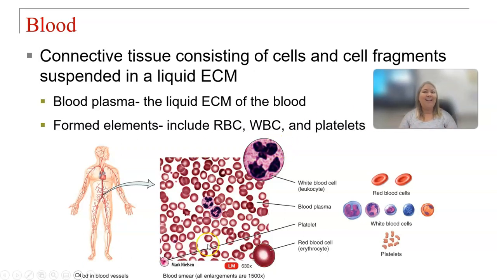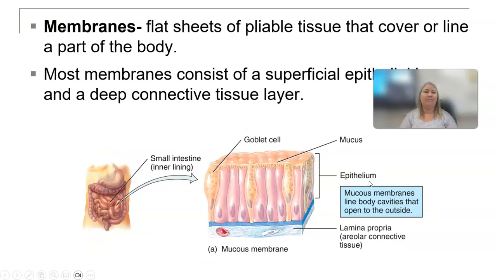Here's another hopefully really easy connective tissue for you to learn. It is your blood. So it consists of cells and cell fragments, and the extracellular matrix here is liquid called plasma. The rest of the parts of the blood, the red blood cells, white blood cells, and platelets, are referred to as the formed elements.